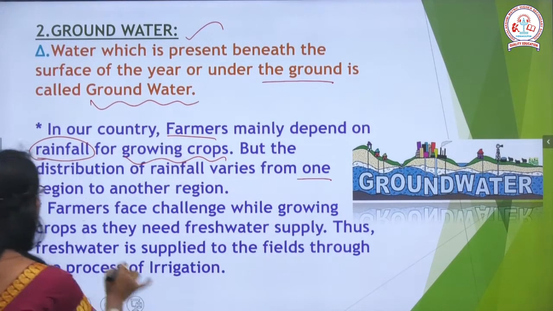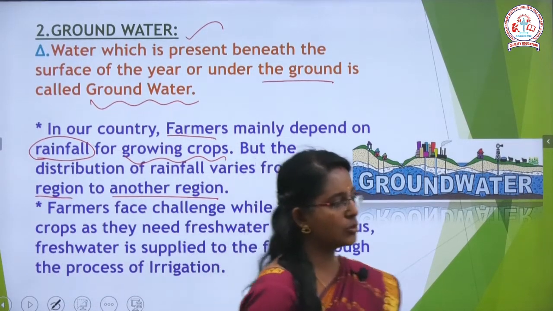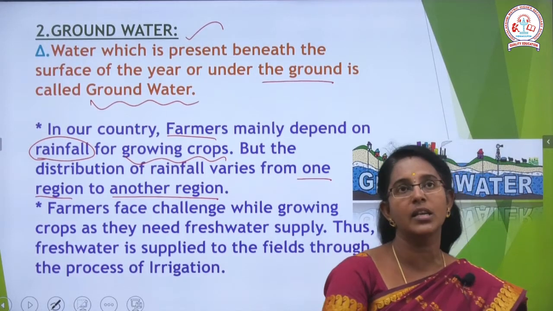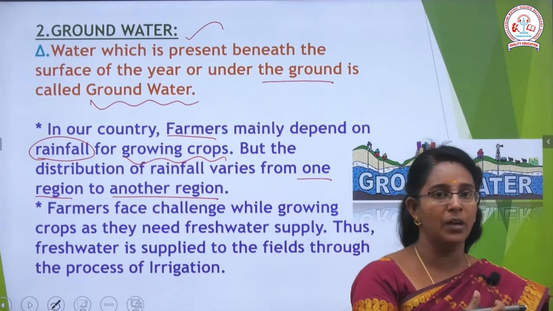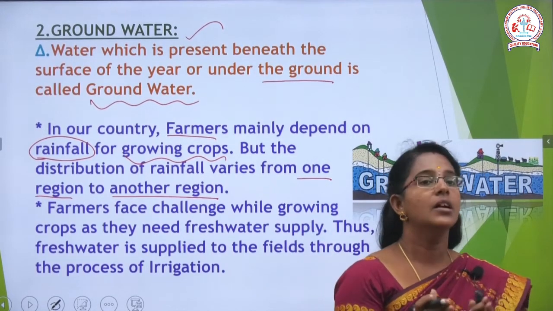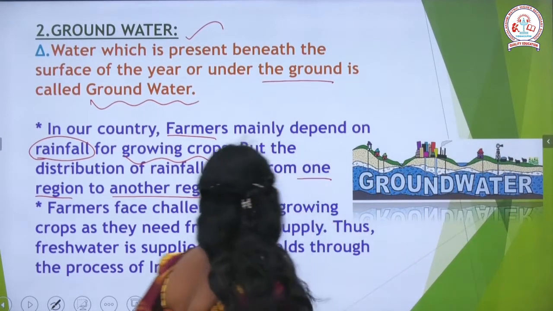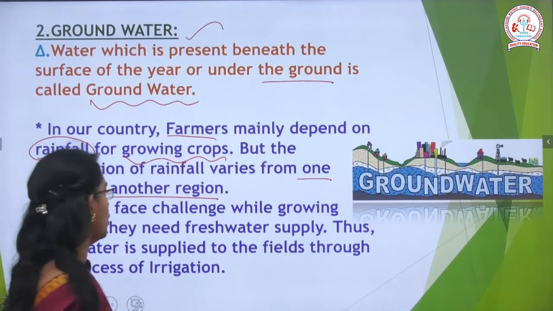Yes, it is important. For example, in India, so many states are there. Now we will see Tamil Nadu, where the rainfall is different. In other North Indian places, it is different. That is, the rainfall season is different. Next, farmers face challenges while growing crops as they need fresh water supplies.